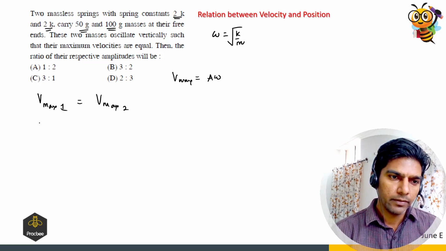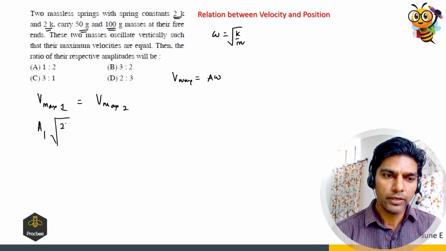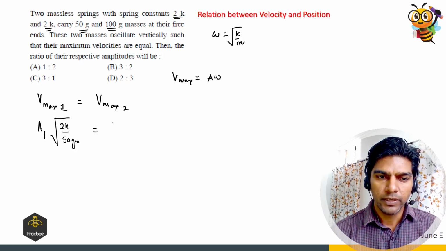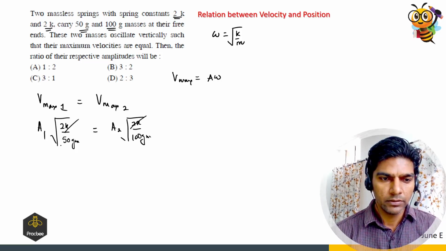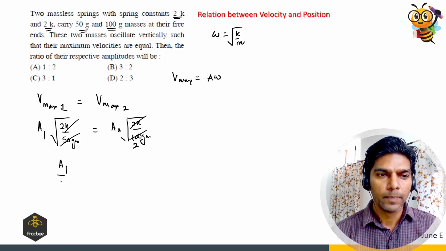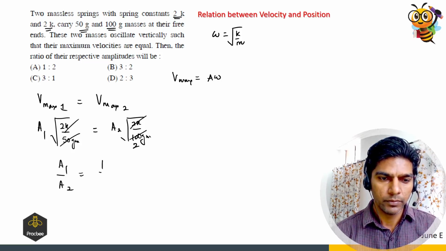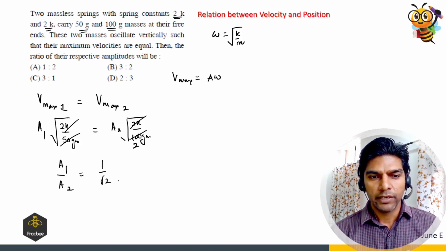So it will be a1 times omega 1, which will be root of 2k by 50 grams. And this will be a2 times root of 2k by 100 grams. So this 2k will get cancelled out. This will give us 2 here. So we can say a1 by a2 is equals to 1 by root 2. Right? So that should be the answer.